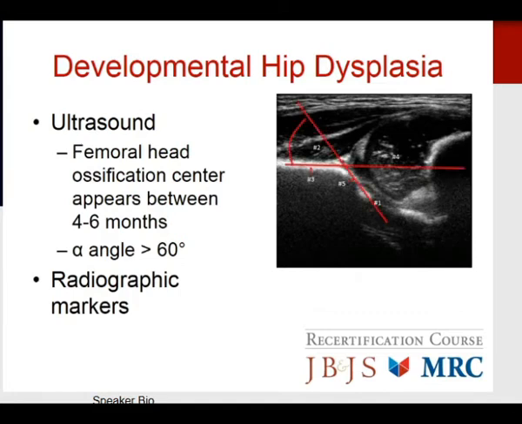Another important concept is that of the alpha angle. Normal is greater than 60 degrees. And this angle is drawn first by drawing a line along the bony acetabulum and another line along the bony ilium.